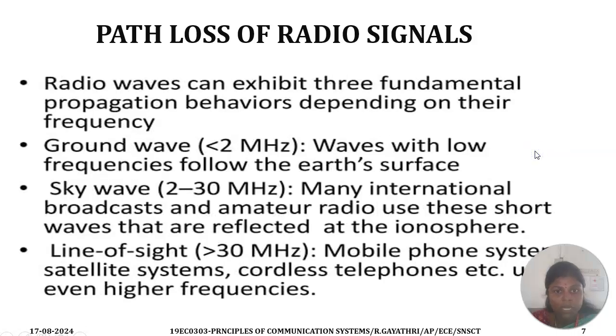Then the radio waves can exhibit three fundamental propagation behaviors depending upon their frequency. Ground wave, which is less than 2 MHz: waves with a low frequency follow the earth's surface. The skywave propagation, 2 to 30 MHz: many international broadcast and amateur radio services use these short waves that are reflected at the ionosphere. Line of sight, which is greater than 30 MHz: mobile phone systems, satellite systems, cordless telephones, etc. use even higher frequencies.